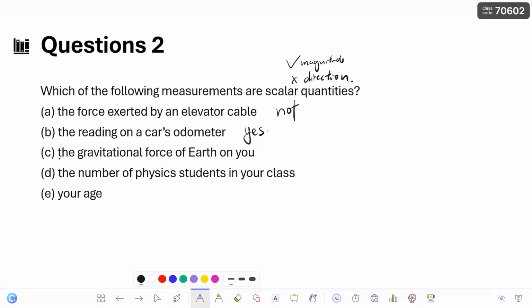The gravitational force is a force pointing towards the earth, so the answer is no. This is a vector quantity. The number of physics students doesn't show any direction, so the answer is yes. Your age, no direction, so yes.